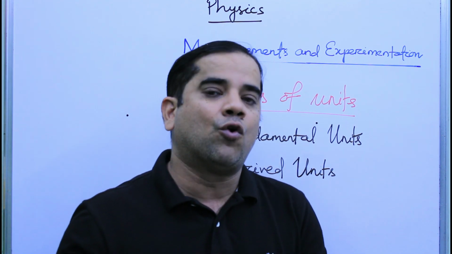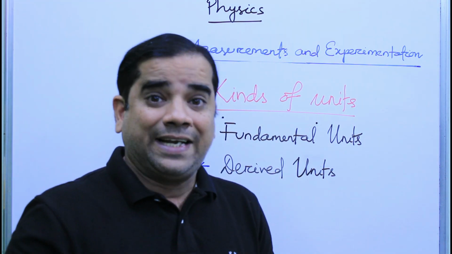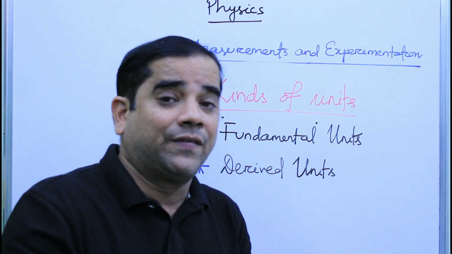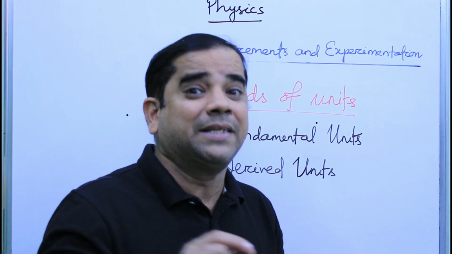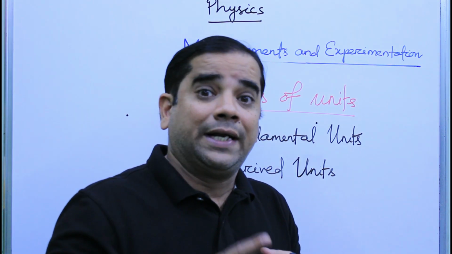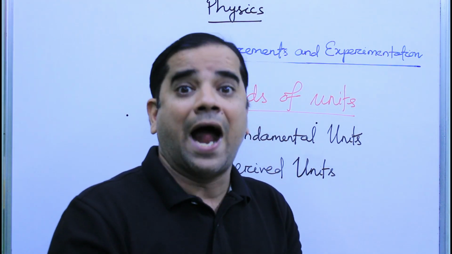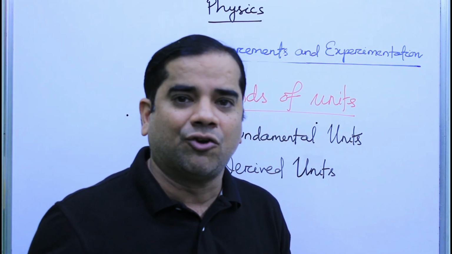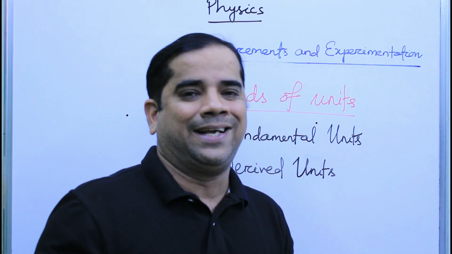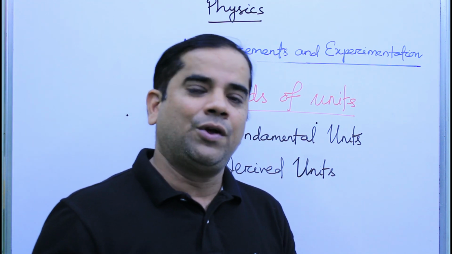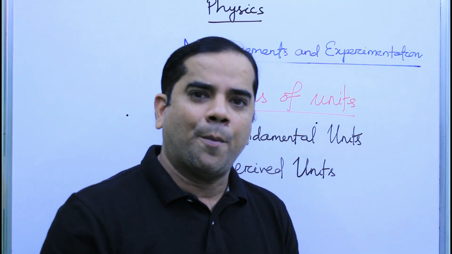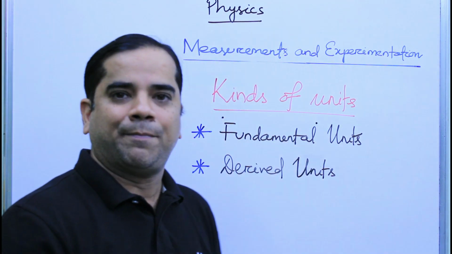Same way, when we go for the unit of speed, speed is distance by time. So it depends upon the unit of length, because distance means we are calculating length. So it depends upon unit of length and time. So unit of length and time, they are fundamental or basic units. But unit of speed is derived unit. We will discuss these units in detail later on. Okay. Hope you understand about the kinds of units.